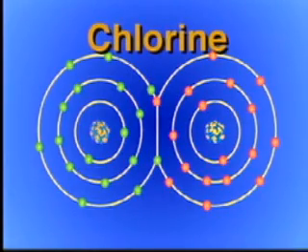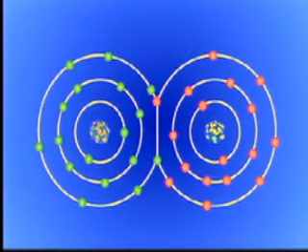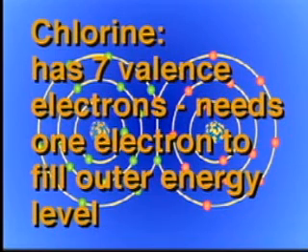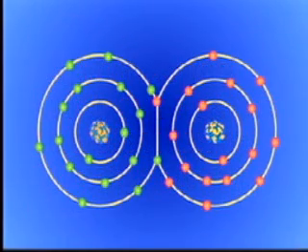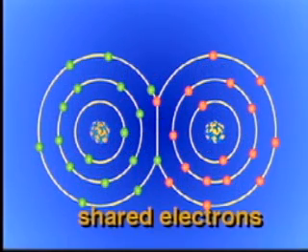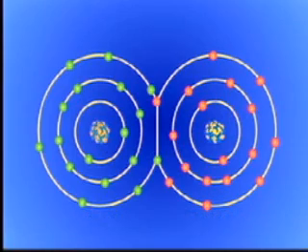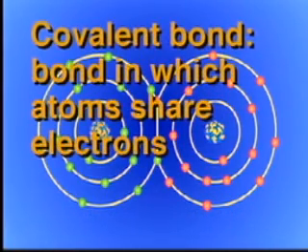Let's take 2 chlorine atoms, for example. Chlorine has 7 valence electrons. They both need 1 electron to fill their outermost energy level. It is possible they can share a pair of electrons so that both atoms have a full outer shell. This is called a covalent bond. A covalent bond is a bond in which atoms share electrons.